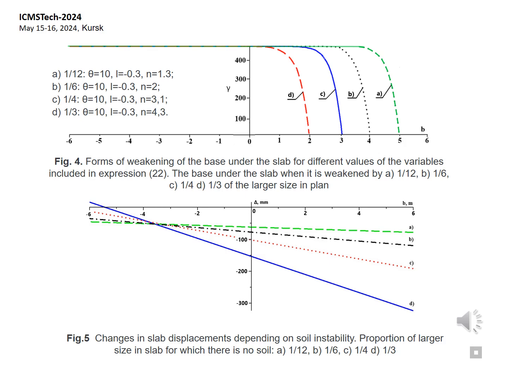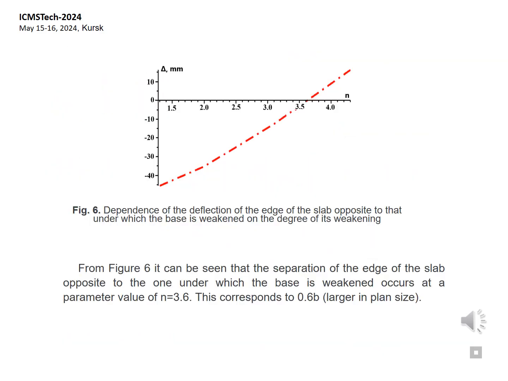If there is no base over more than 1/4 of the larger plan size, the opposite edge of the slab is torn off. Let us plot the dependence of the deflection of the edge of the slab, opposite to the one under which the base is weakened, on the parameter n, which is included in expression 14 and affects the fraction of base weakening. From figure 6 it can be seen that the separation of the edge of the slab opposite to the one under which the base is weakened occurs at a parameter value of n equals 3.6. This corresponds to 0.6b of the larger plan size.